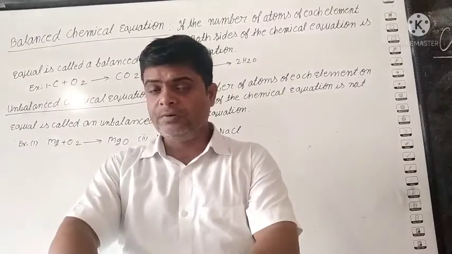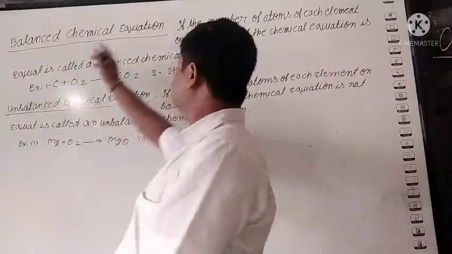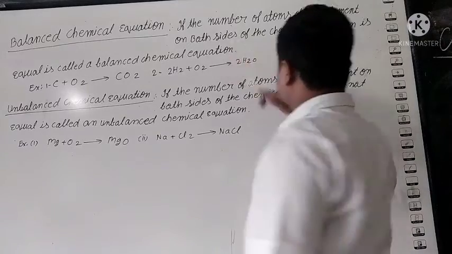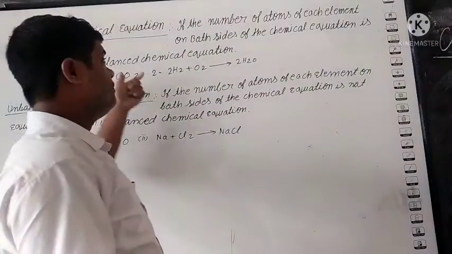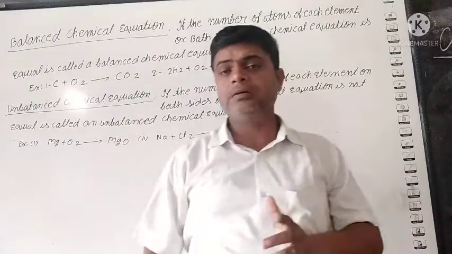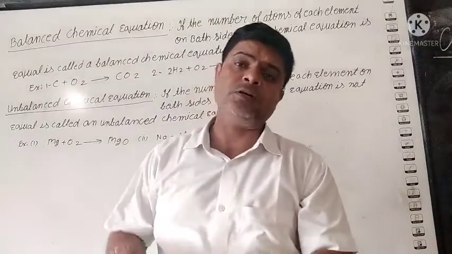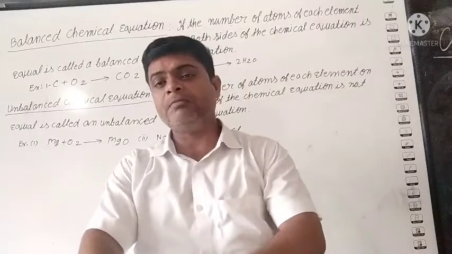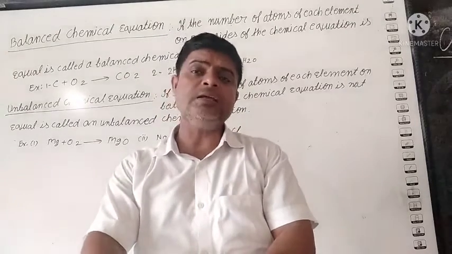unbalanced chemical equation is. Balanced means that if the number of atoms of each element on both sides of the chemical equation is equal, it is called a balanced chemical equation. See, because according to the law of conservation of mass, the mass of reactant equals the mass of product. And how is it possible? When the number of atoms on both sides is the same. So this is known as the balanced chemical equation.